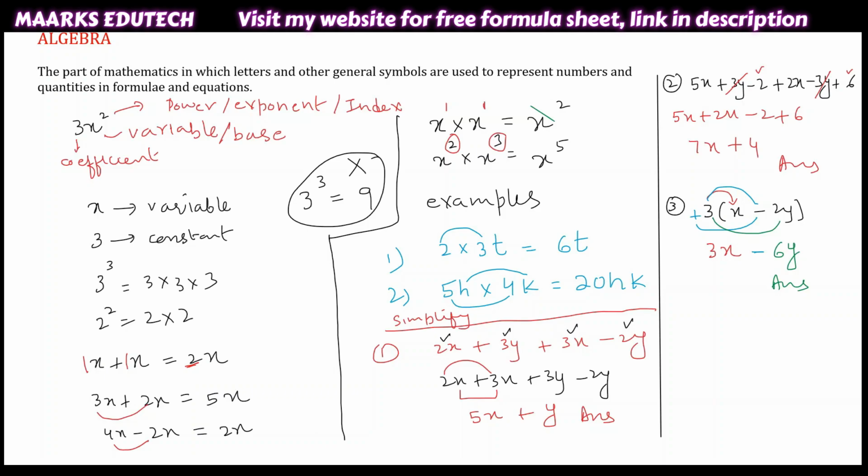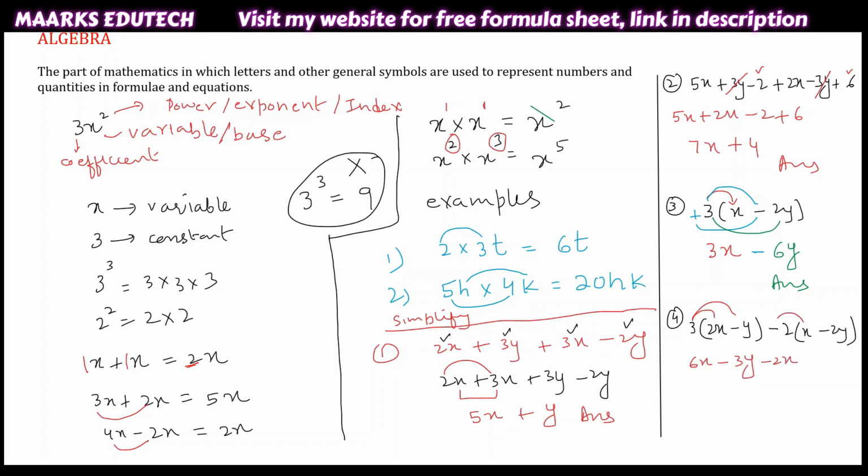Now I'll show you a more complicated sum, so you can understand the concept clearly. Let's write another question. 3 into 2x minus y minus 2 into x minus 2y. Now again I'll do the same multiplication. I'll multiply 3 with 2x, it will be 6x. Then 3 multiplied by minus y is minus 3y. Then this minus 2 will multiply with x, it will become minus 2x.